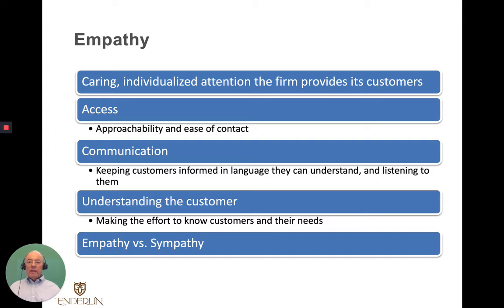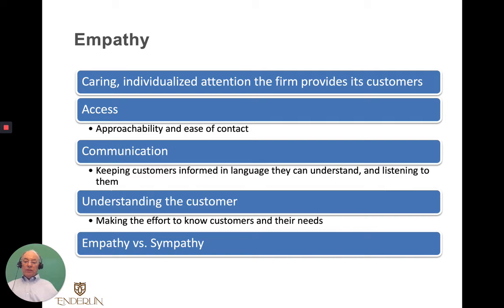The fourth is empathy. Now, empathy is caring, individualized attention to the customer. It's your accessibility, your ability to communicate effectively with that person, even if their language may not be your language. They may be speaking English as a second language, in my case, for example. It's understanding the customer and perceiving things from their point of view.